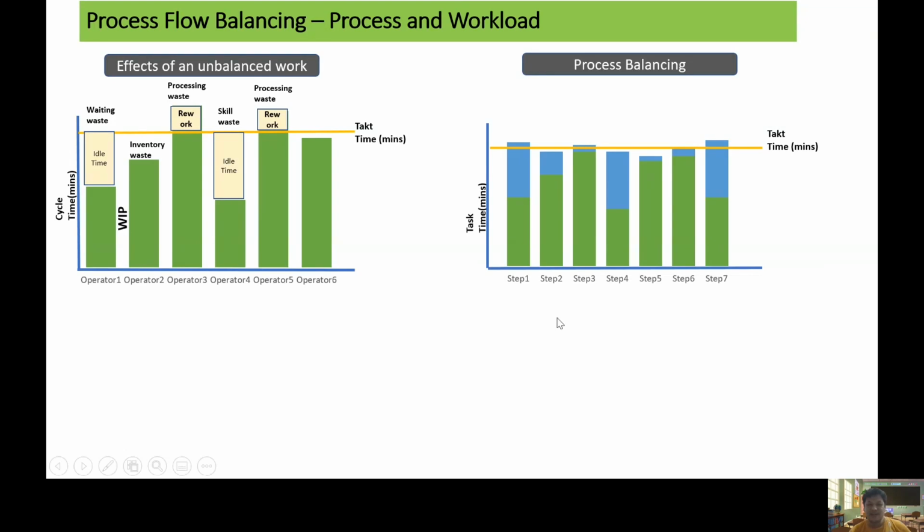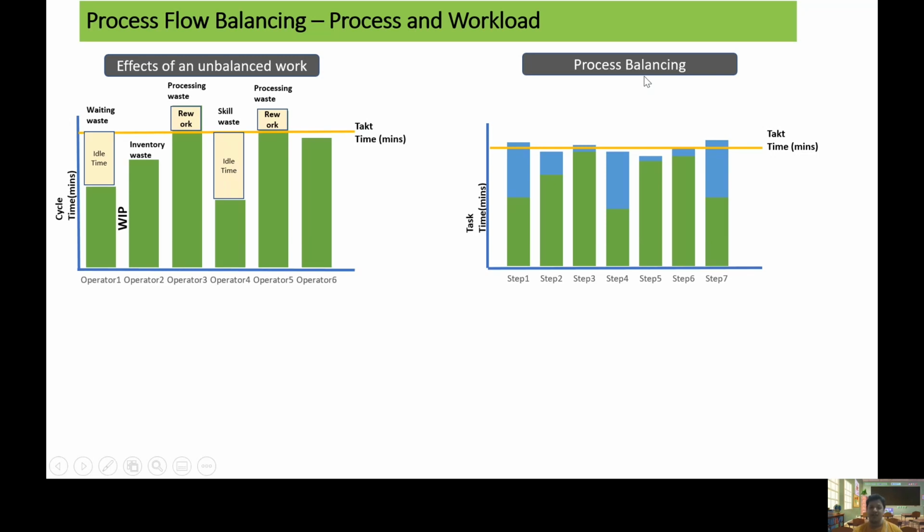The first step to balance an unbalanced work is called process balancing, where the activities in different steps, or the cycle times of the different steps, are spread in such a way that they are below the tech time, so that output is equal to the tech time. This is the activity to be done in process balancing.